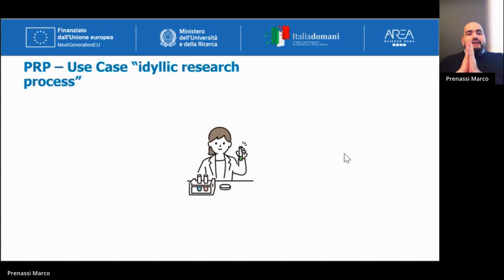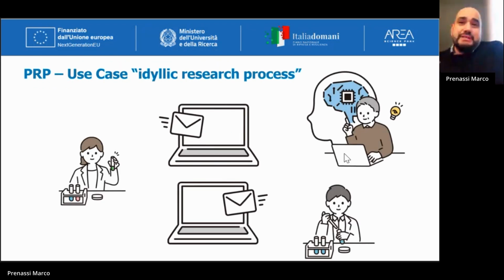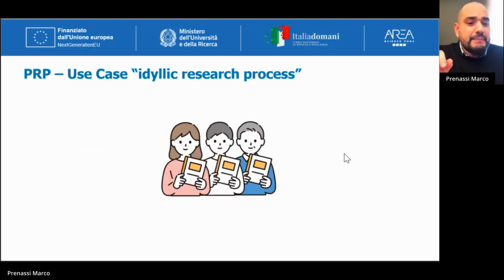But let's talk about a normal use case, an idyllic use case scenario. We do some research, we get some good results. We want to share it with the community. We want to share it with data scientists. We want to share it with other labs. We exchange this data magically. Everybody's happy, and everybody publishes something of value, we hope. So this is the main project.